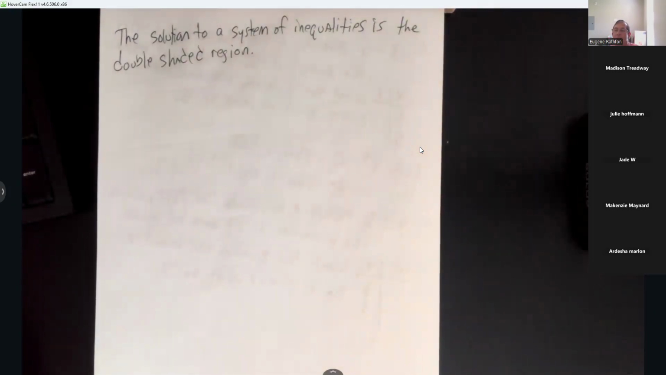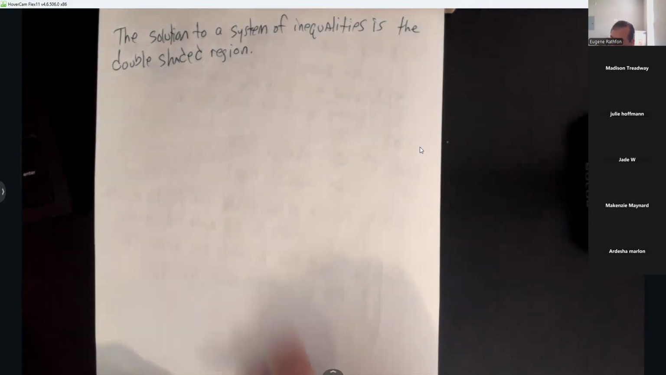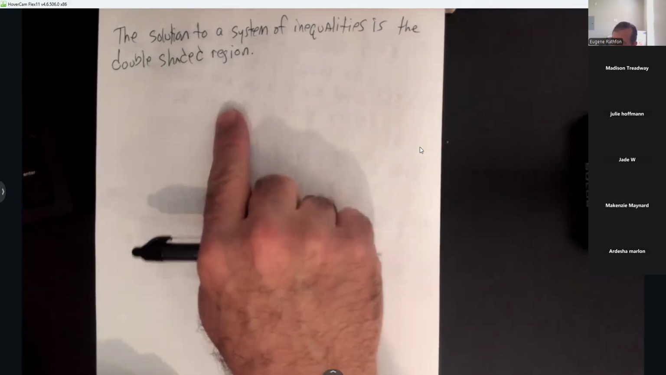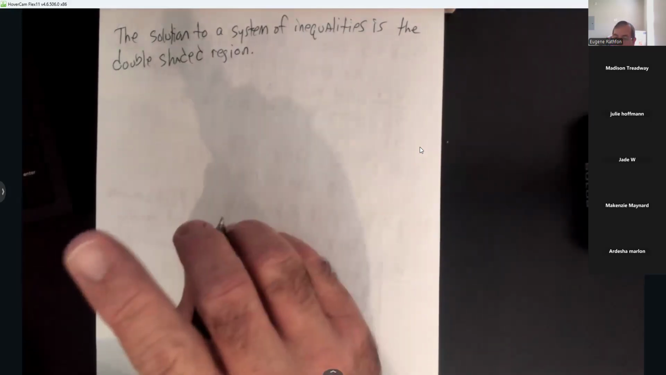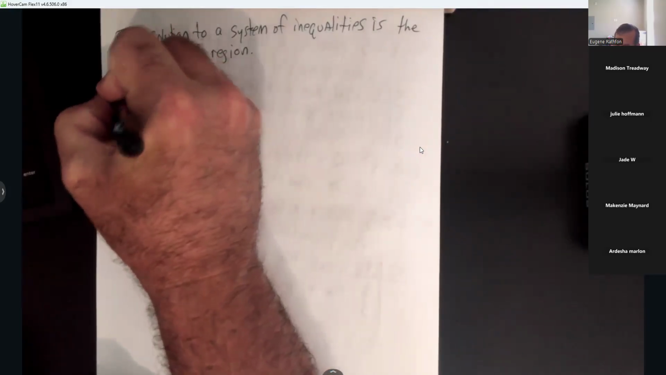So what would happen? You're going to graph one equation and shade it. Then you'll come in and graph another equation and shade it. And where those two shaded regions intersect is going to be the solution to the inequality, okay? Alrighty, so let me show you an example of this and then we'll do it in MathLab, okay?